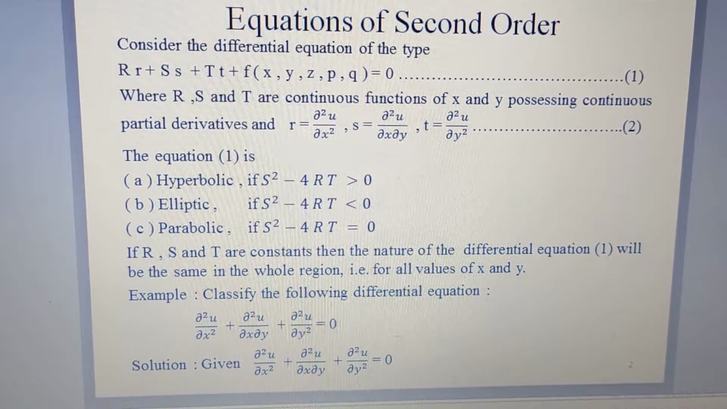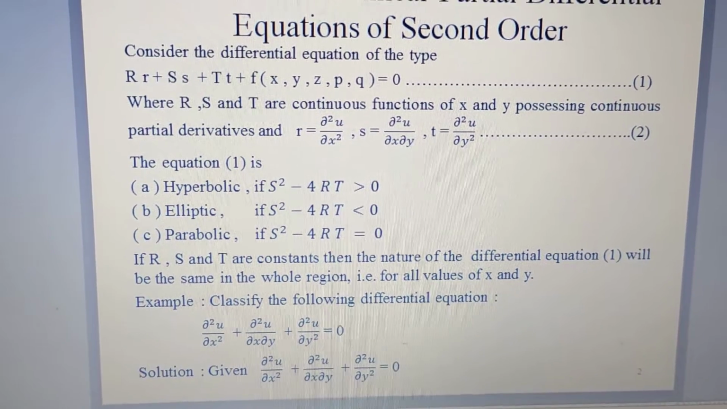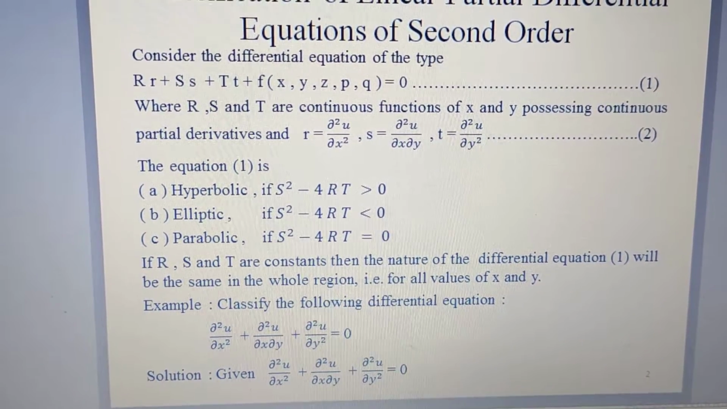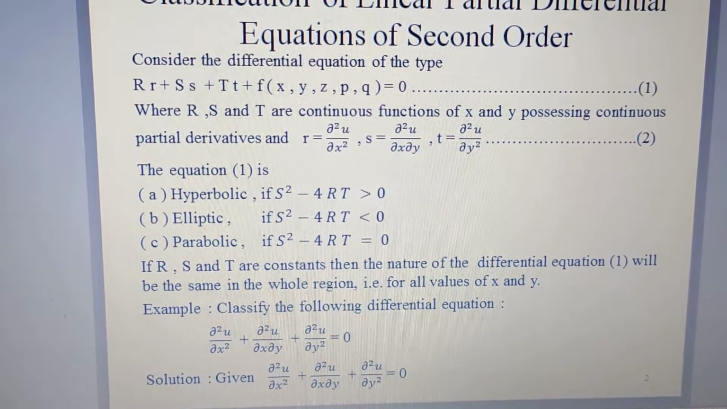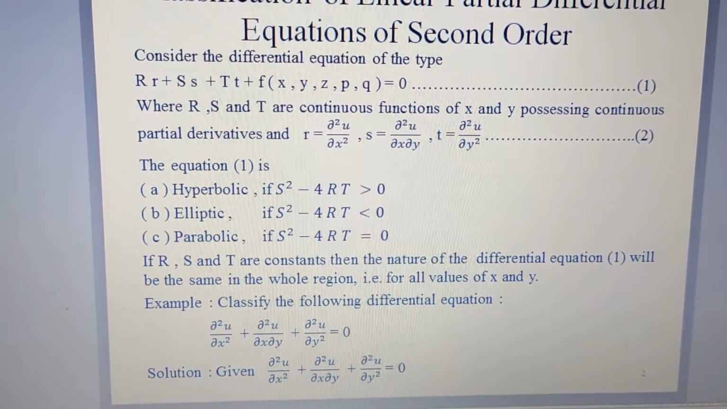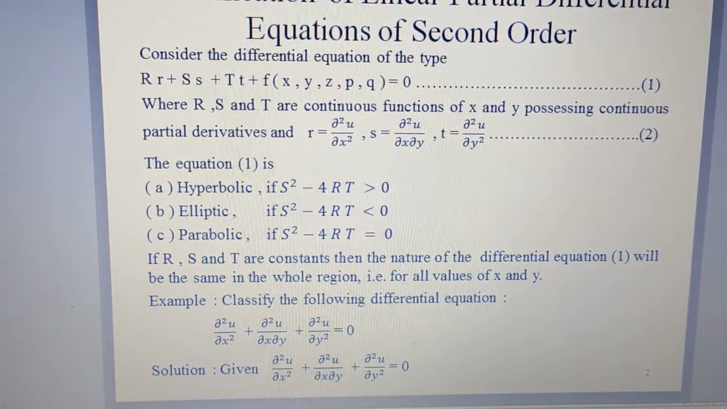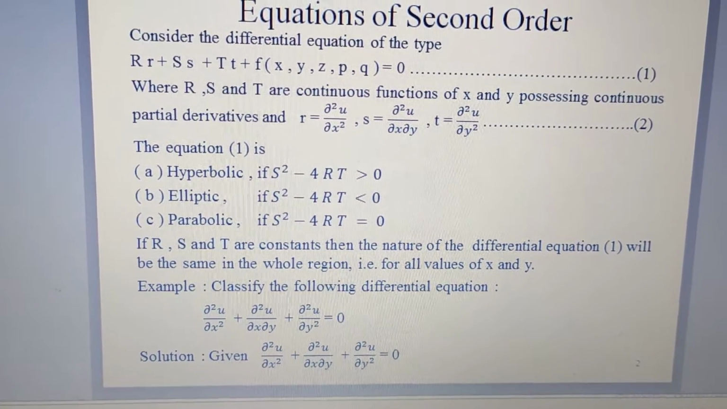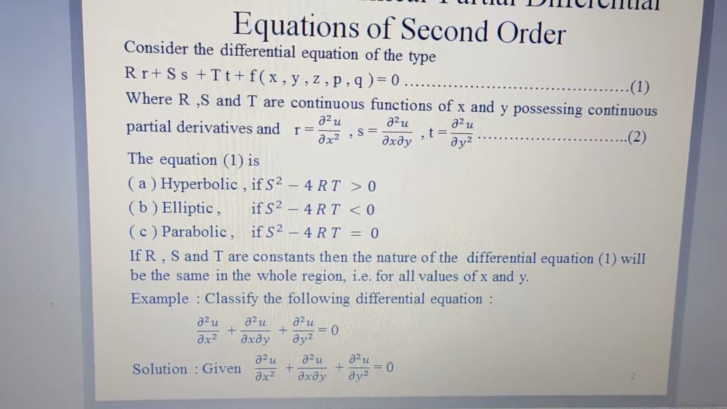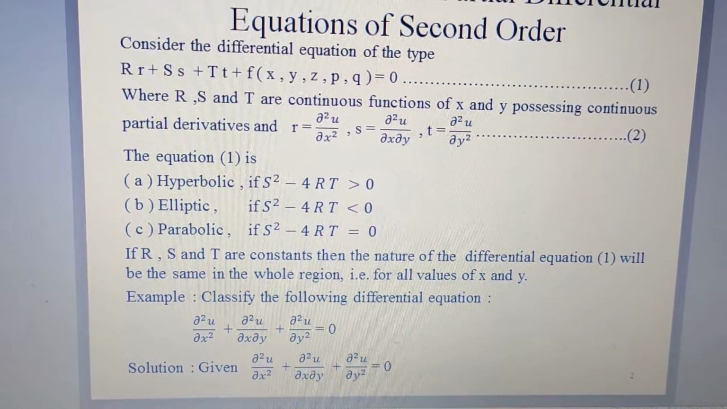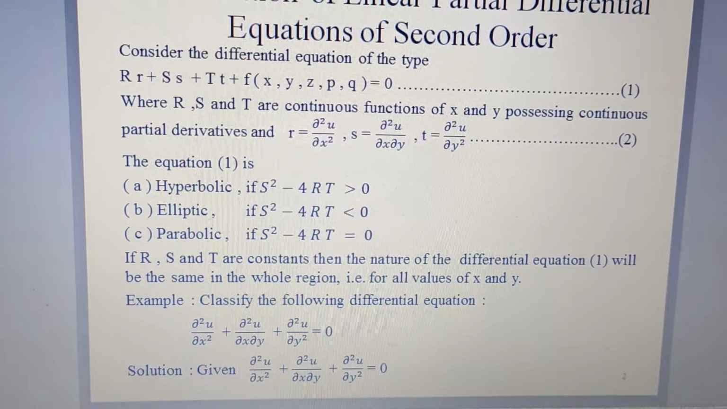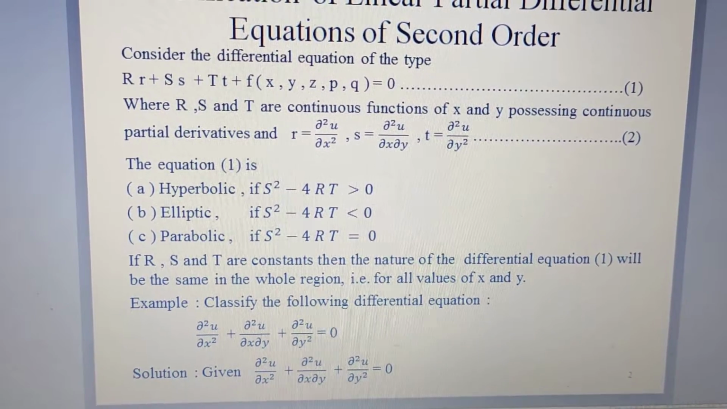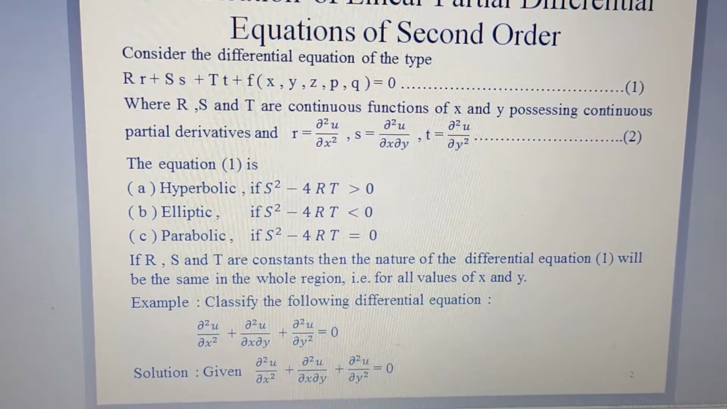Now the equation 1 will be hyperbolic if s² - 4rt is more than 0, elliptic if s² - 4rt is less than 0, and parabolic if it is equal to 0. Now, if r, s and t are constants, then the nature of the differential equation 1 will be the same in the whole region, that is for all values of x and y.